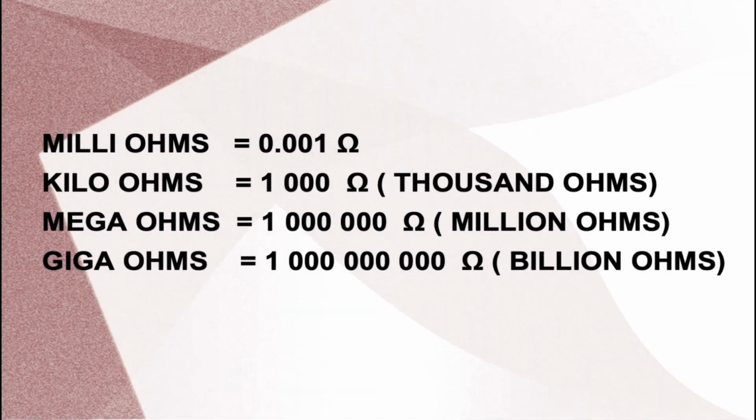During the presentation, I spoke about milliohms, kiloohms, megohms, and gigohms, and I did explain exactly what they are. This table explains what they are. Kiloohms is 1,000 ohms, megohms is a million ohms, and gigohms is a billion ohms.